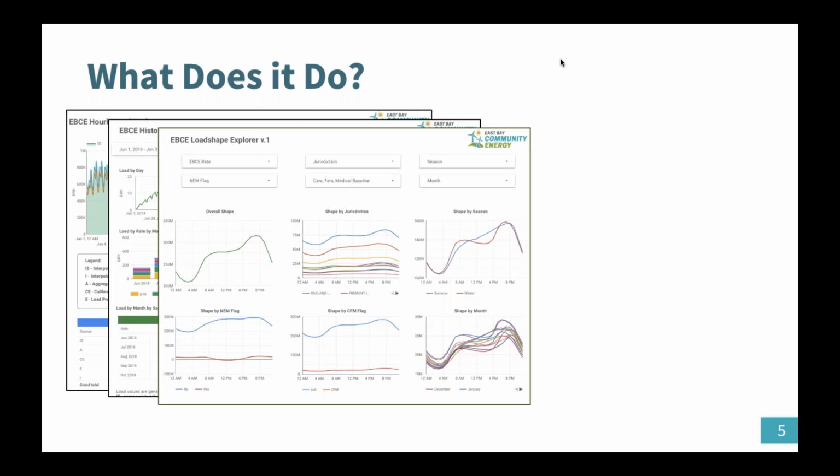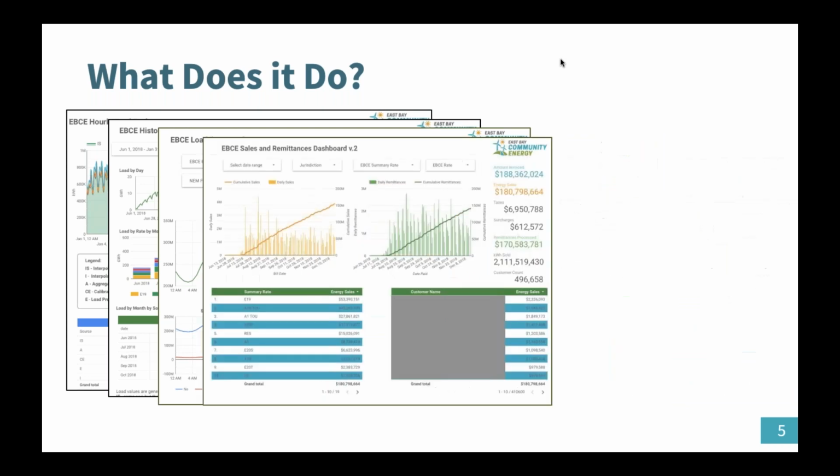You can look at it by jurisdiction, which is what that center graph is. You can look at it by average season, summer versus winter. And you can even look at it from CARE, THERA, medical baseline customers versus not. Again, these are not just static reports. These are reports that are self-service, that our team can just go in and interrogate and hone in on a particular shape that they're interested in and export the data if they're interested in using it further.